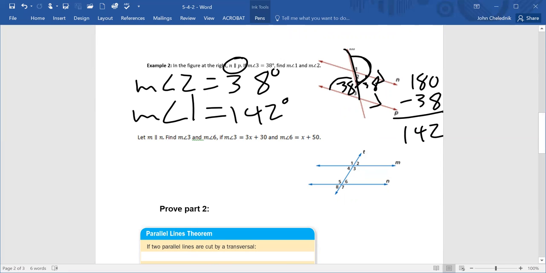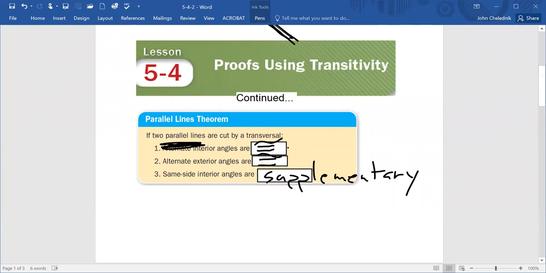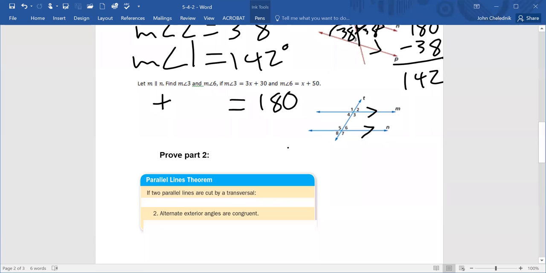Okay. In the next example, it says let M be parallel to N. So I'll mark them as parallel. Find the measure of angle 3 and 6 if the measure of angle 3 equals 3x plus 30 and the measure of angle 6 equals x plus 50. 3 and 6 are same side interior angles. That means that when you add them up, they're going to equal 180 because this theorem up here says that they are supplementary. So take 3x plus 30, add that to x plus 50, and that will get you 180.